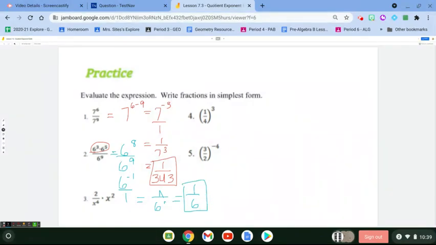Now for question number 3, I'm actually going to put this on a different slide to make sure I don't run out of space.